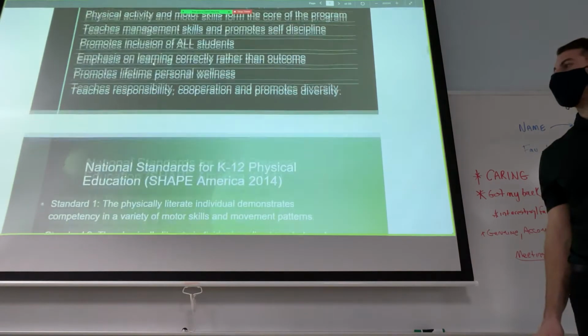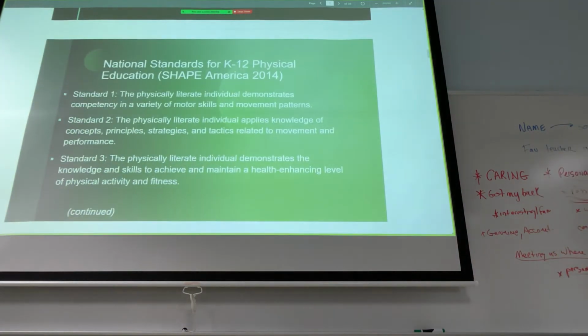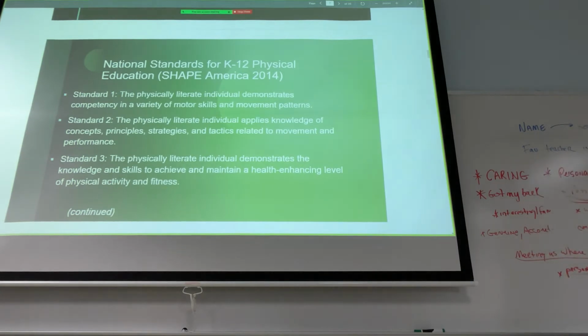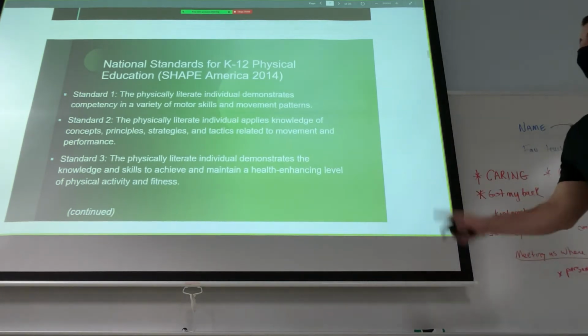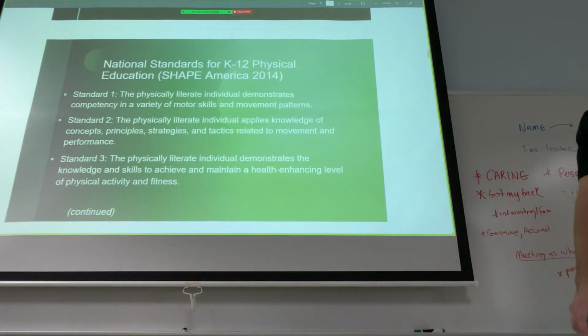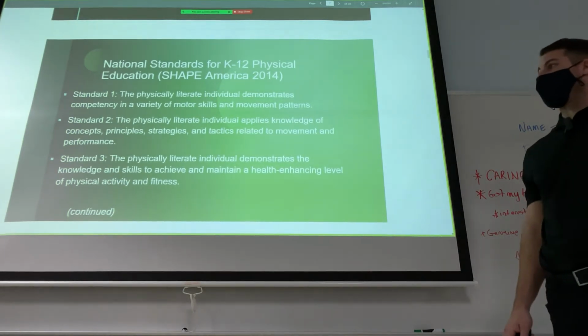Okay. So first we'll talk about the standards. Standard 1, the physically literate individual demonstrates competency in a variety of motor skills and movement patterns. That's standard number 1 from the Society of Health and Physical Educators, SHAPE America. Okay, standard 2, physically literate individual applies knowledge of concepts, principles, strategies, and tactics related to movement and performance.